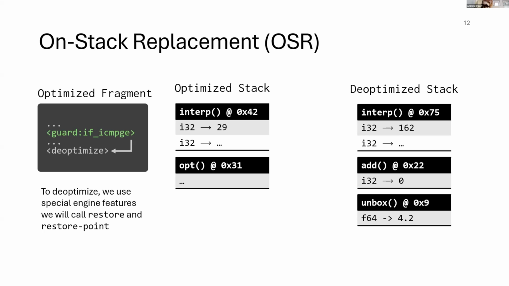But we need to de-optimize to this call stack. We need to look like this to continue execution. So in the de-optimized stack, we're still in the interpreter main function, but we're at a different location. We're at location 75, and the slot that was 29 before needs to have the value 162, for example. So we need different values for our value stack, and also we may need new frames. We may need to generate call frames for add and unbox and give them values in order to continue execution at unbox at location 9. So OSR needs to bridge this gap.